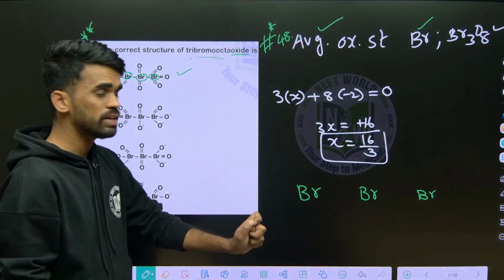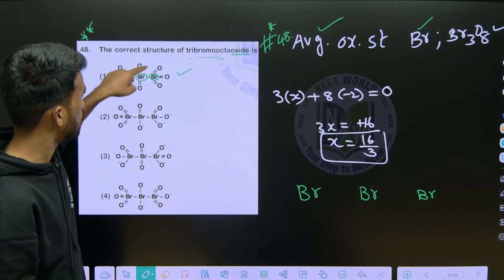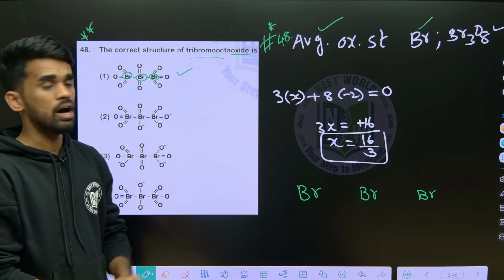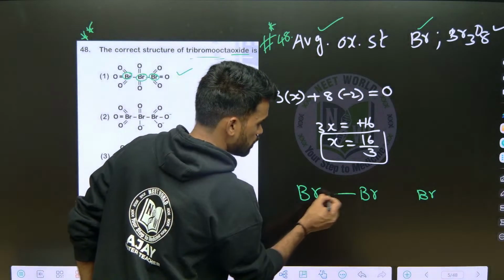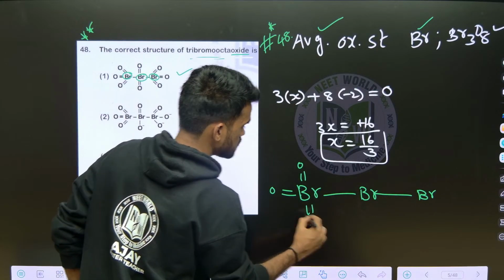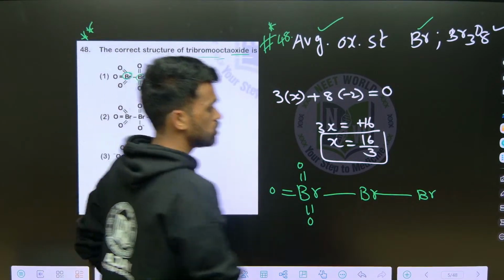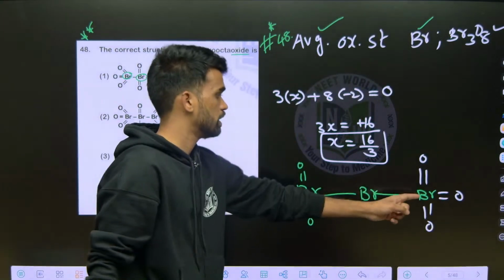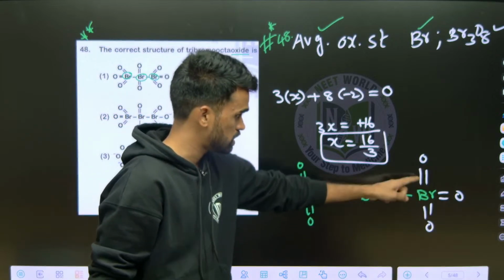If they ask for individual oxidation state, that can be given from its structure only, by looking at how many oxygens are surrounded around that particular bromine atom. Now the structure will be like this, like this, like this. There is a direct Br-Br bond. For the terminal bromines, 6 bonds here, 7th bond here. For this side also, 7 bonds are over.